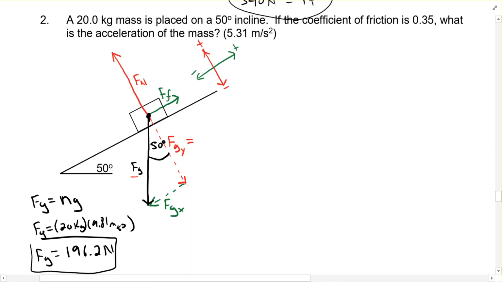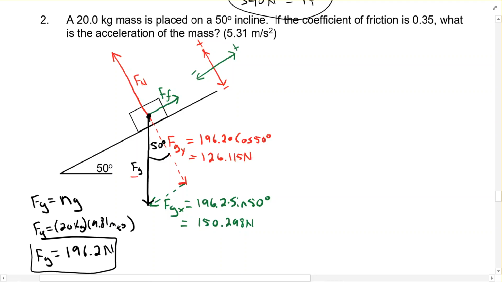So let's split this into its components now. So FGX, this one, is going to be 196.2 times sine, because it's on the opposite side, sine 50 degrees. So that's going to be 150.298. I'll leave a bunch of decimals. Newtons. Okay, let's now figure out the other part of it, the red one here. So FG in the y direction is going to be 196.2 times cosine 50 degrees. That dot there means times. That's going to be 126.115 newtons. All right, so we're getting there.